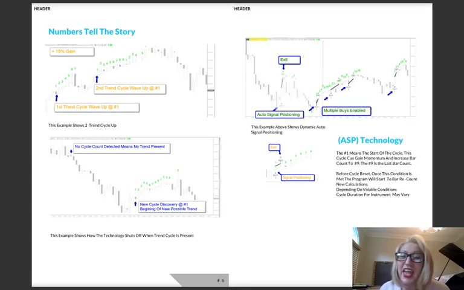All right, so that's ASP, the number 1 means the start of the cycle. This cycle can gain momentum and increase the bar count to number 9. The number 9 is the last bar count before cycle reset. Once this condition is met, the program will start to bar recount new calculations. Depending on volatile conditions, cycle duration per instrument may vary. So ASP is auto signal positioning technology. All right, page 8.